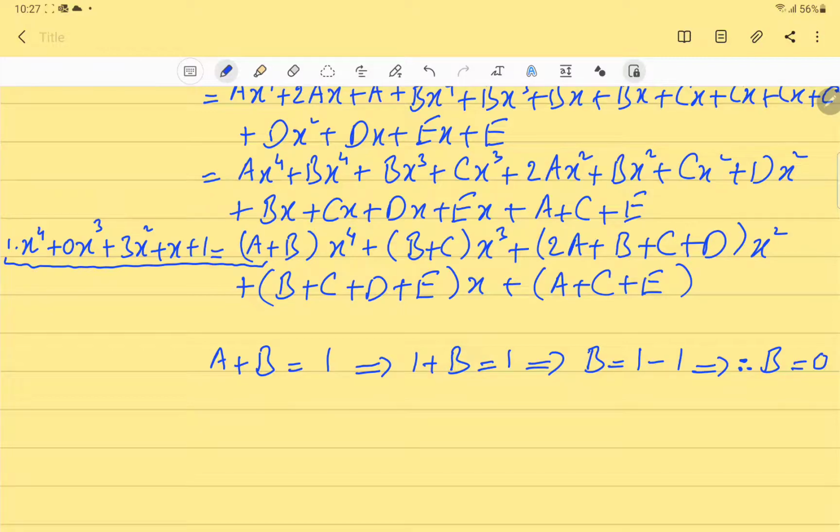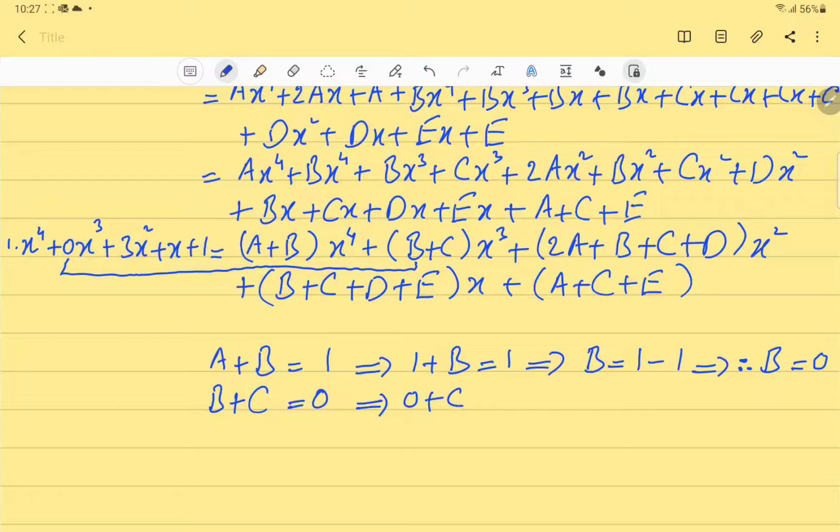Then we will compare the coefficients of b plus c. This is b plus c and this is 0. So coefficients of both x cubes. So we have b plus c is equal to 0. What did we find out? b is 0. So 0 plus c is equal to 0, which means c is also equal to 0.